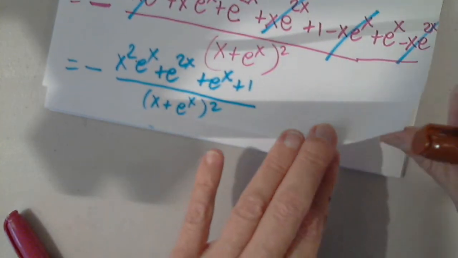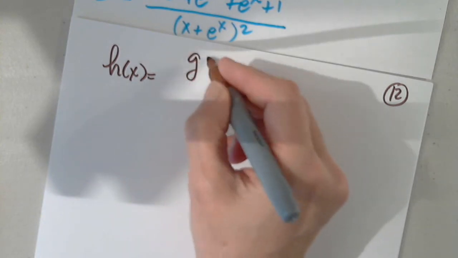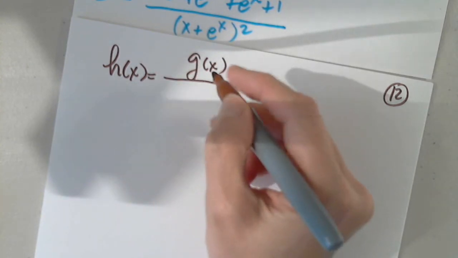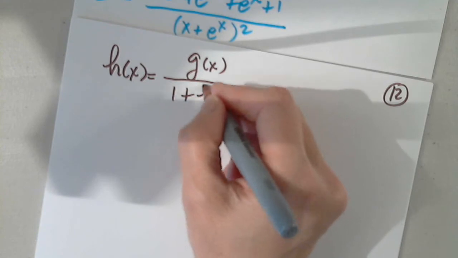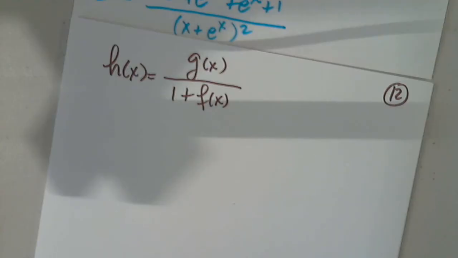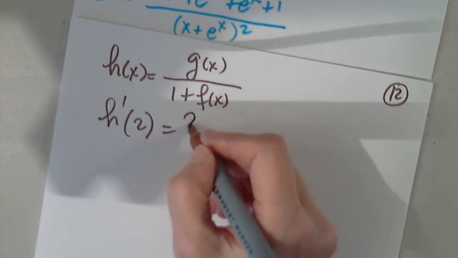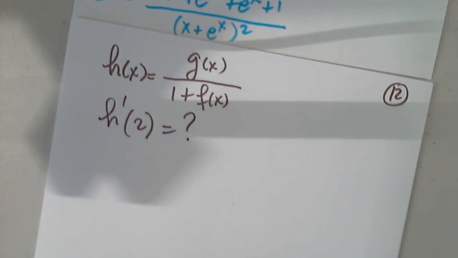Okay, moving on. I would like to look at another example. We are given a function h of x, which is g of x, another function, over 1 plus another function, f. Three different functions, f, g, and h. And they're asking us to find h prime of 2. That's our question. And they're giving us some information.